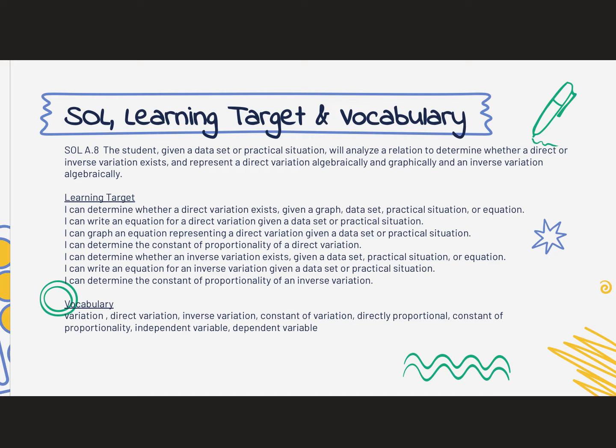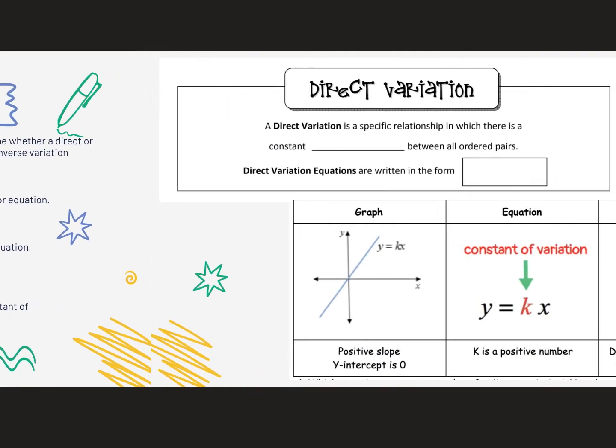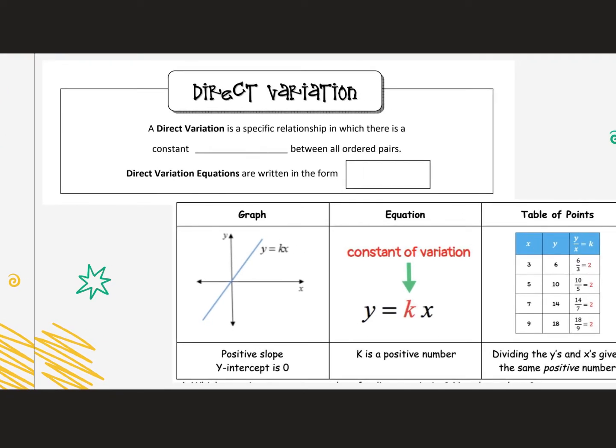All right. And then we also have our I can statements along with our vocabulary. So let's jump right in. So we're going to start off by defining a direct variation. So a direct variation is a specific relationship in which there is a constant ratio. And that ratio we have is y over x between all ordered pairs.